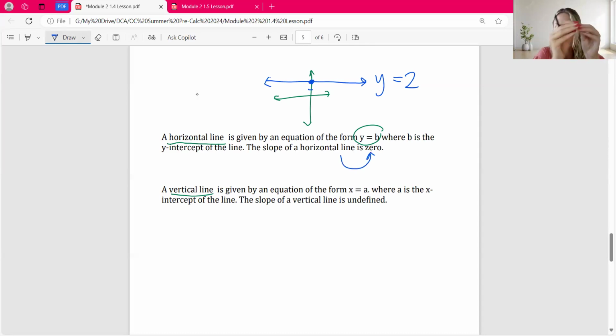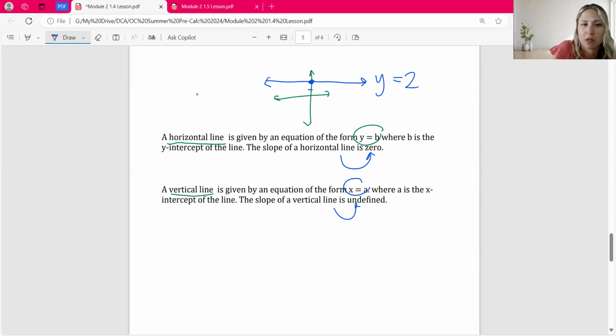Think about when you rise and you run. You're not rising anything. So you're rising 0, and you could run as many as you want, but when your numerator is 0, 0 divided by a number is going to be 0. And then a vertical line has the equation of the form x equals a, where a is the x-intercept of the line. And always remember, a vertical line has a slope that's undefined.